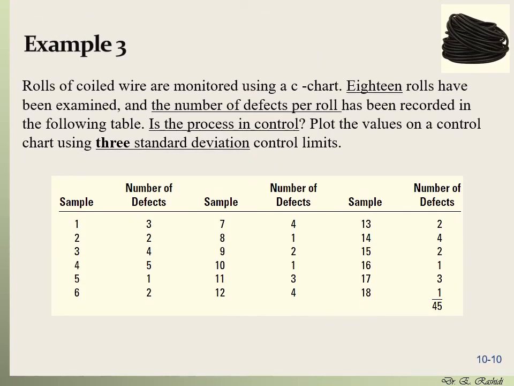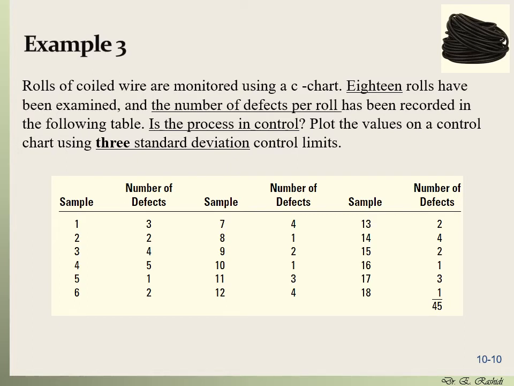Rolls of coiled wire are monitored using a C chart. 18 rolls have been examined, and the number of defects per roll has been recorded in the following table. Is the process in control or not? Plot the values on a control chart using the 3 standard deviation control limits.